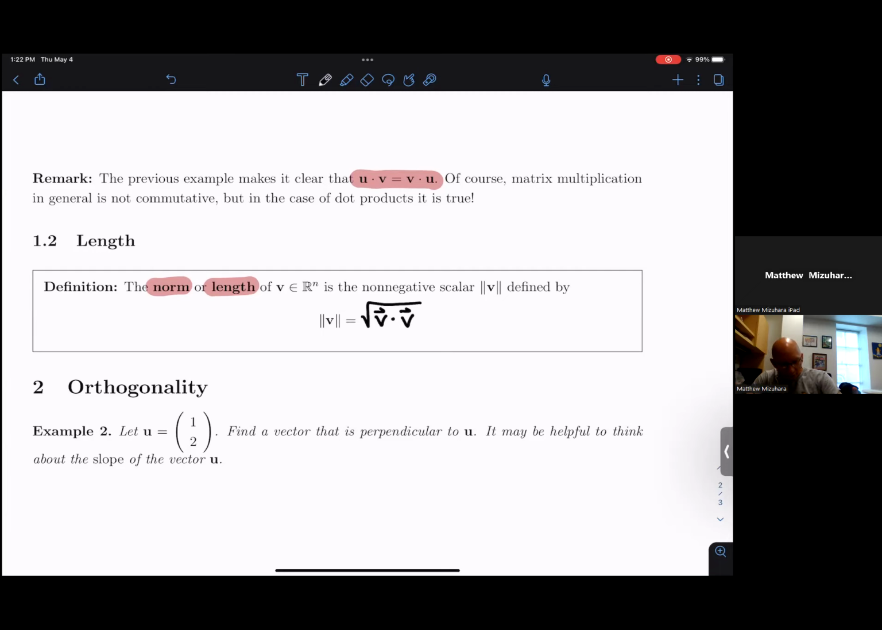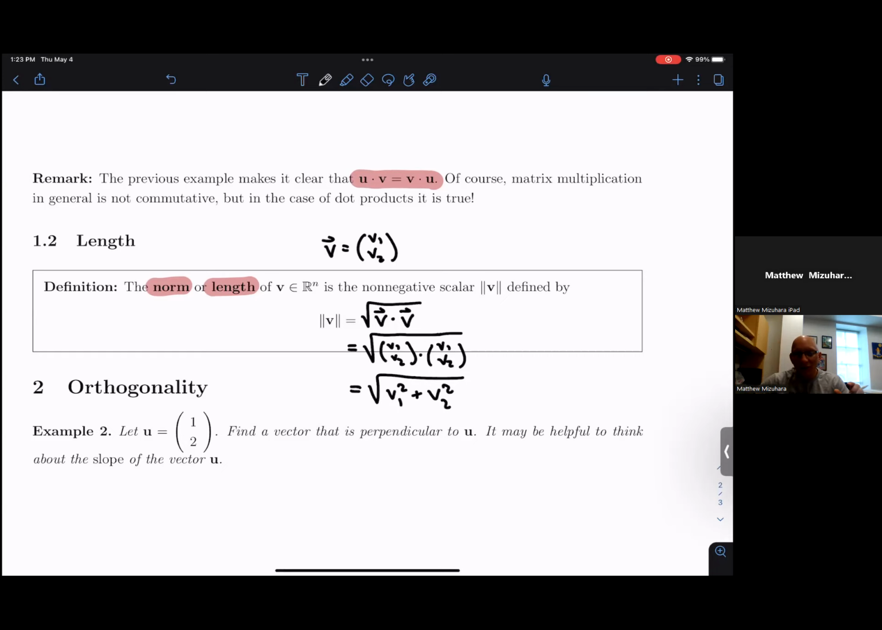So if I gave you a vector v, which was, let's say, (v1, v2), then let's see what happens when I plug that into this formula. It's the square root of, well, (v1, v2) dotted with (v1, v2). So dot product with itself. And what do I get? Well, it's the square root of, again, v1 times v1 is v1 squared. That's my first component, plus second component's v2 times v2 is v2 squared. So I'm going to add that.